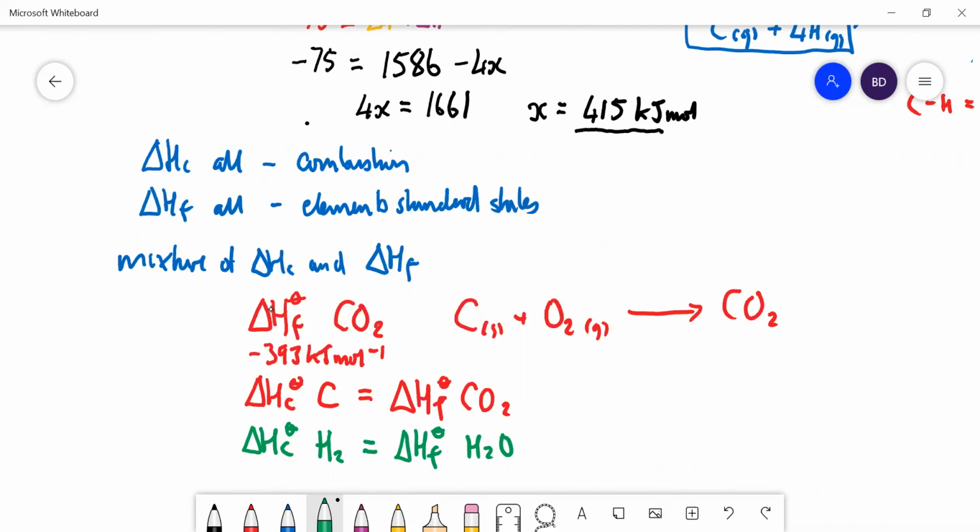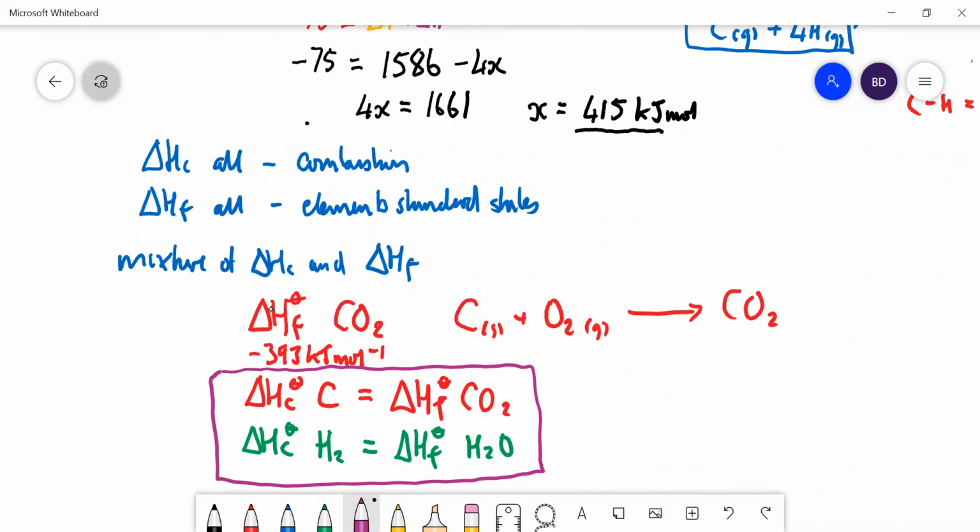So if you just remember those, they do try and confuse you occasionally by giving you a mixture of delta HC and delta HF data, but really it's because these 2 are interchangeable. So just think, is most of the data in the delta HF form, and choose that cycle, or is most of the data in the delta HC form, and then use that cycle. Okay.